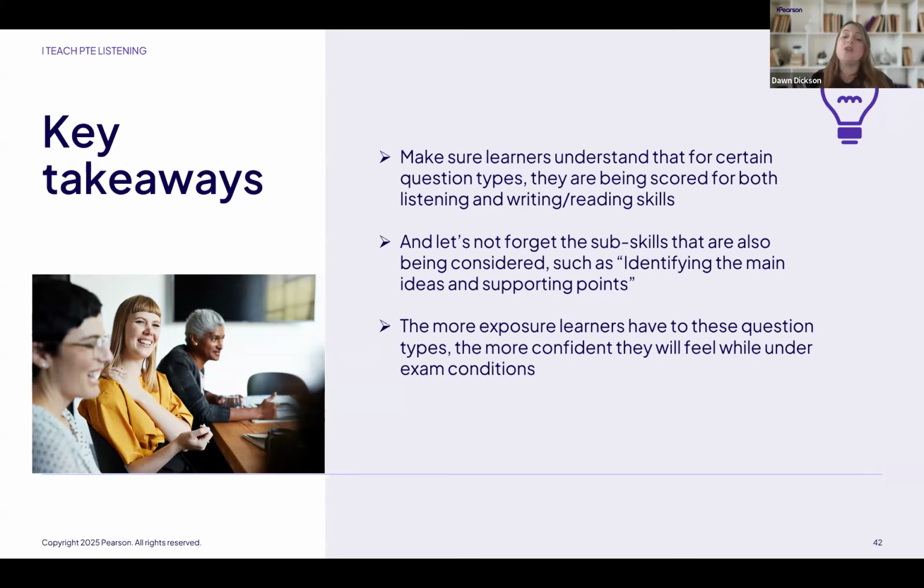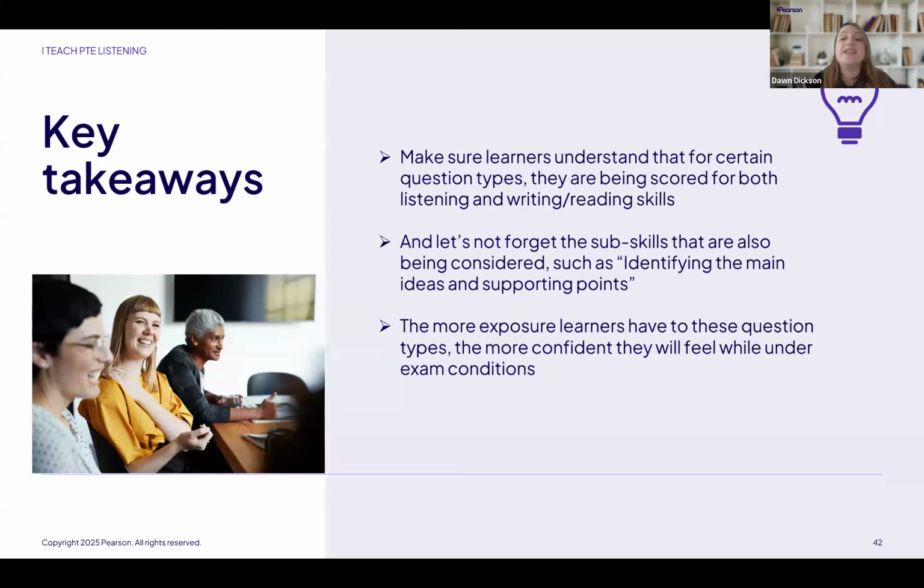And then the last one, which might seem a little cliche, but the more exposure your learners have to these question types, the more confident they will feel doing them under exam conditions. So nobody wants to enter an exam not knowing what to expect. I certainly have had tests in the past given to me where I was not expecting certain questions, or I didn't know how to deal with certain questions because I hadn't been prepared correctly.